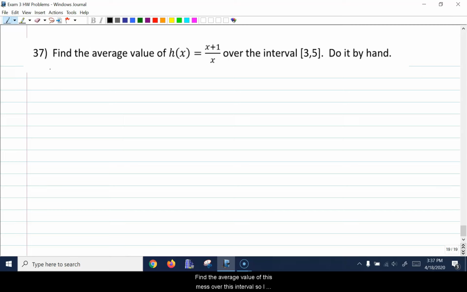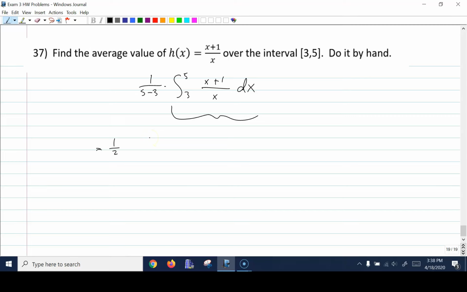Find the average value of this mess over this interval. So I want to take 1 over the length of the interval times the integral over that interval. This isn't really anything to do with the exam 3 material. We talked about average value on the last exam, but we didn't know how to do this by hand on the last exam, so there's a couple of these. Just do the problem now that you know how to do integrals better.